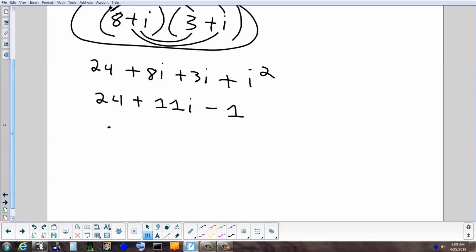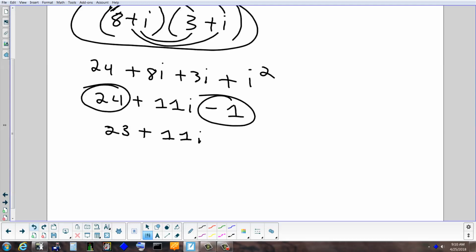Well, careful. You can't combine something that has an i with something that doesn't. Oh, then it would be 23 plus 11i. Right, you can combine something that doesn't have an i with something else that doesn't have an i. So 23 plus 11i. Questions on that?